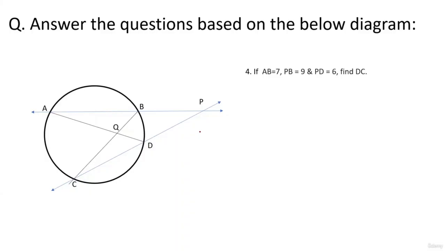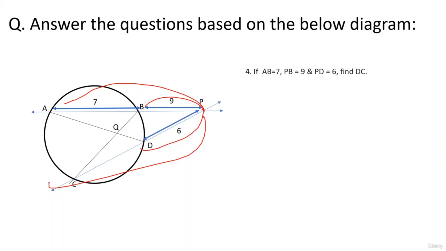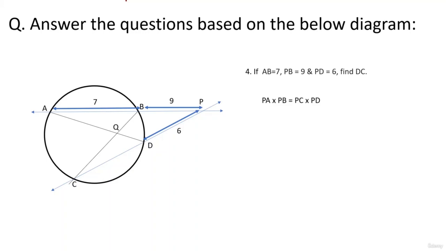In the next question, if AB equals 7 and PB equals 9 and PD equals 6, find DC. So we have been given PB equals 9, AB equals 7 and PD equals 6. Find the measure of DC. Now guys, we should know that PA into PB should be PD into PC, right? PA into PB is PC into PD. So what we do is we write the equation for PA into PB is PC into PD, and we keep PC as such. All of the values are known.